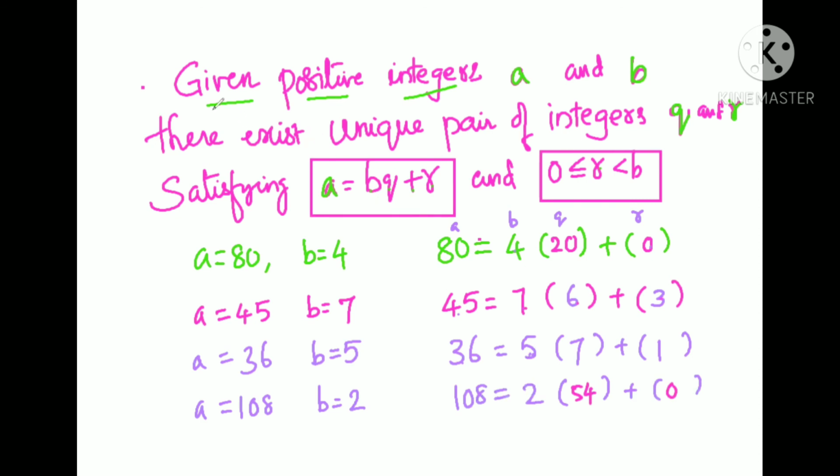Okay, so once again, let us conclude that given positive integers A and B, there exists a unique pair of integers Q and R satisfying A is equal to BQ plus R. A is dividend, B is divisor, Q quotient, R remainder, and 0 less than or equal to R less than B. Here remainder will be greater than or equal to 0 but less than B. This is the Euclid division algorithm.